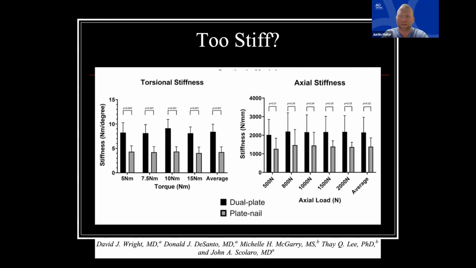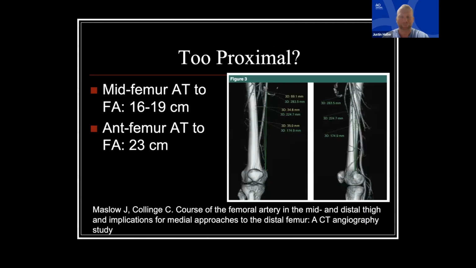And then they did the same thing, just looking at the plate nail and dual plate, looking at torsional axial stiffness in cadaveric specimens, and showed that there's significantly greater torsional axial stiffness with the dual plate. So while it's certainly a concern, it's something that we can modulate. We can use non-locking screws on the proximal end. We can have a more balanced construct. You can think about using titanium as compared to stainless steel. So there are a lot of different ways to modulate the stiffness of a dual plate construct, and it's something that at least I pay attention to when I'm planning to do a dual plate.